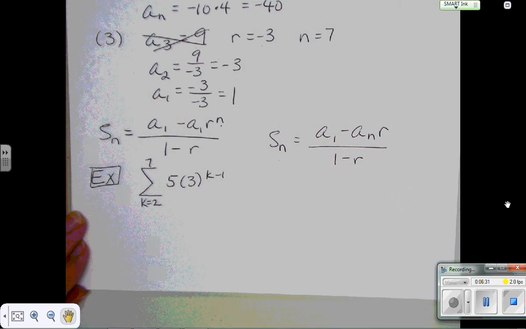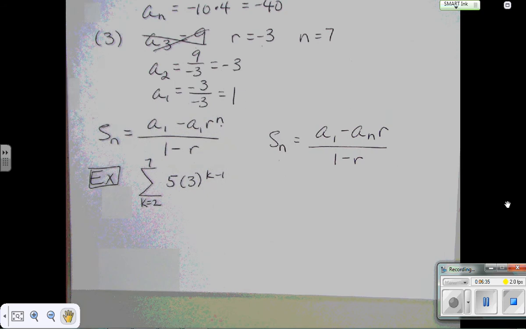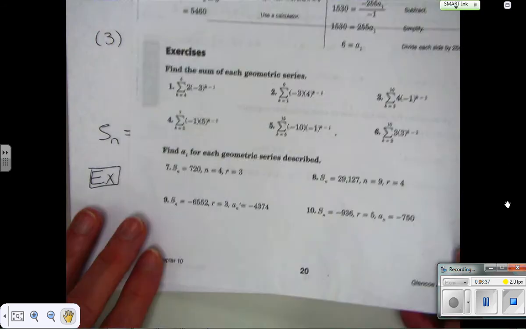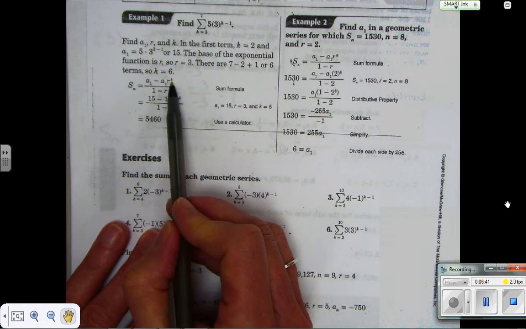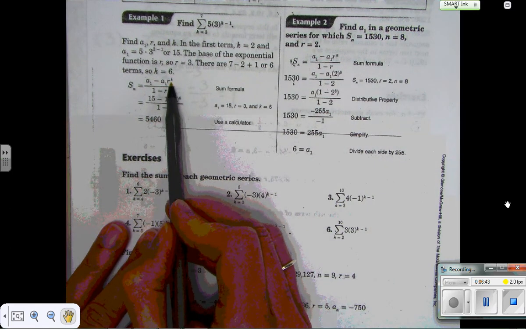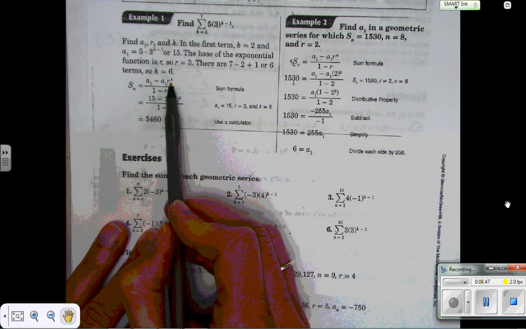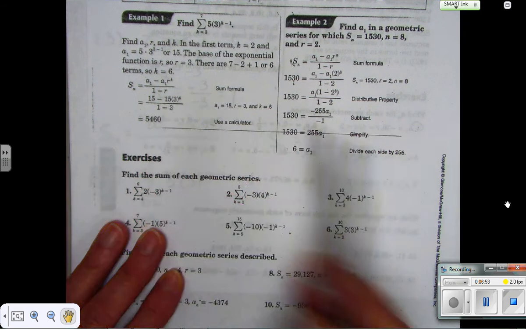In your example, they have another typo, actually. If you look at it, I'll show you. Right here, that's the partial sum formula. That should be an n instead of a k. That first little exponent, that should be an n.